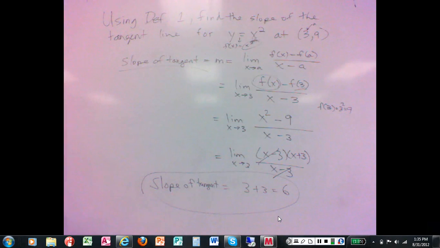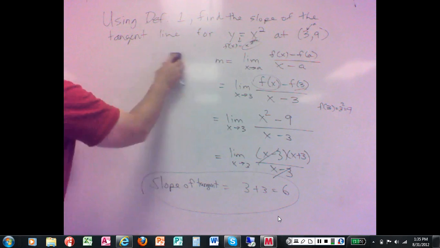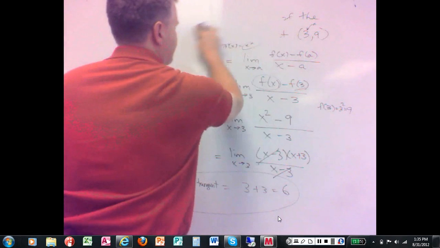So that is definition 1. And it is important. And you will have to do more of those along the way using definition 1. However, I also wanted to show you another one, sort of the same idea, a little different way of thinking about it, I guess.